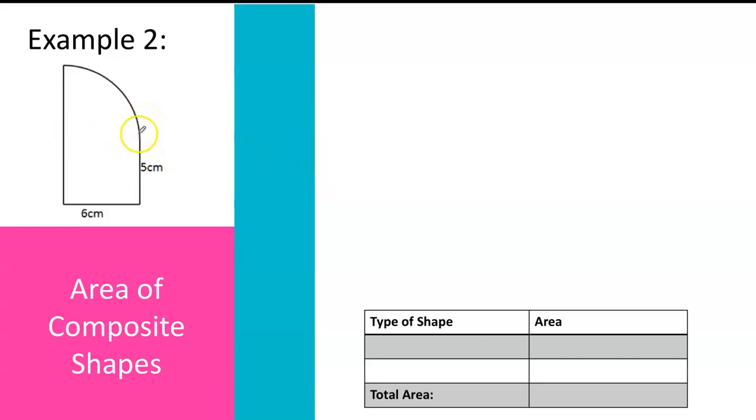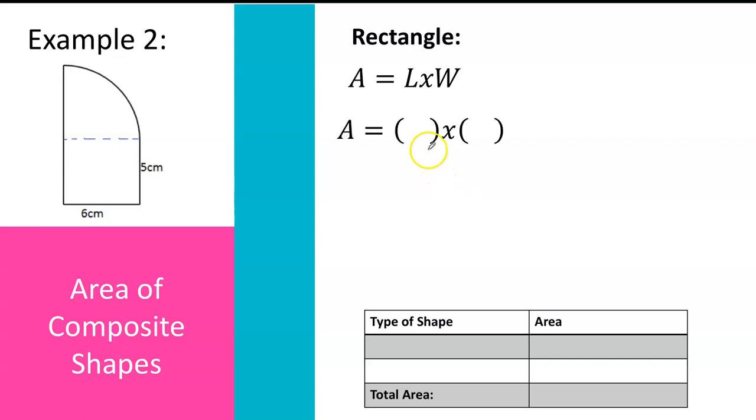And I am noticing that the bottom section here is a rectangle. It's a 5x6 rectangle. So we're going to start by finding the area of the rectangle. The length is 6 centimeters and the width is 5 centimeters, which gives us an area of 30 square centimeters.